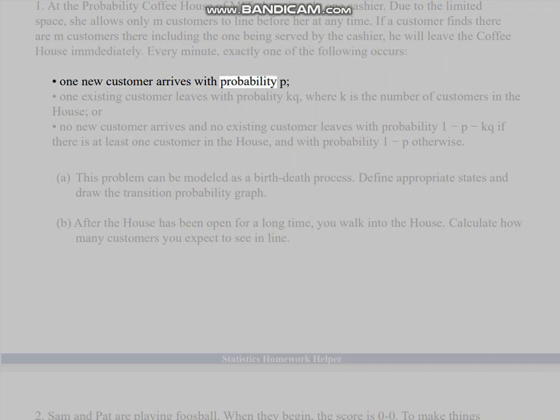One new customer arrives with probability P, one existing customer leaves with probability KQ, where K is the number of customers in the house, or no new customer arrives and no existing customer leaves with probability 1 minus P minus KQ if there is at least one customer in the house, and with probability 1 minus P otherwise.